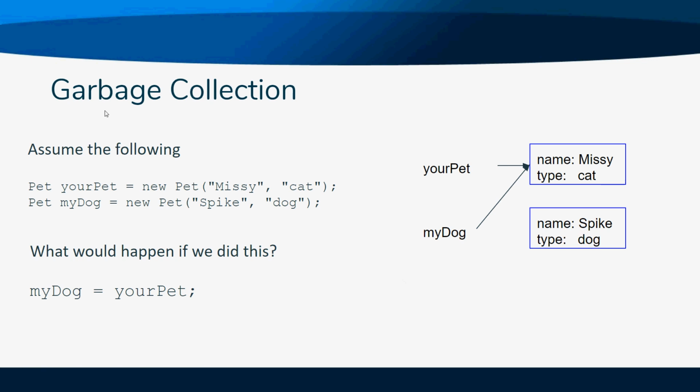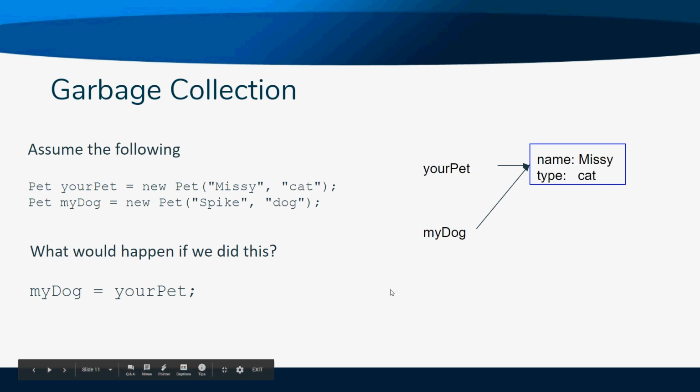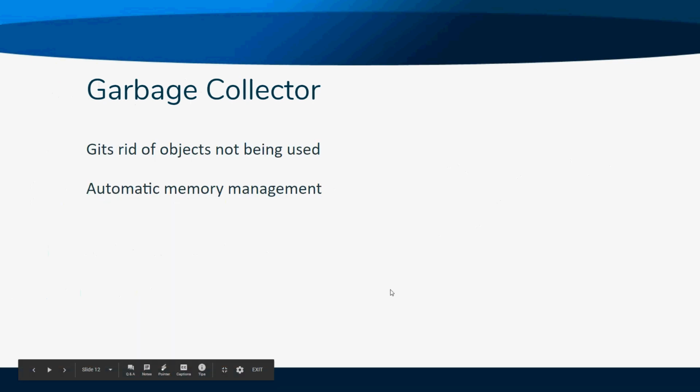So Java has what's called garbage collection. This is automatic, you don't have to do it, but Java is automatically going to delete that because it doesn't have a reference pointing to that location in memory. We've just referenced it to something else. Okay, once again, the garbage collector gets rid of objects not being used. Automatic memory management for Java. Other languages don't have that. In C++, you have to deallocate your memory, but in Java, it's automatic.